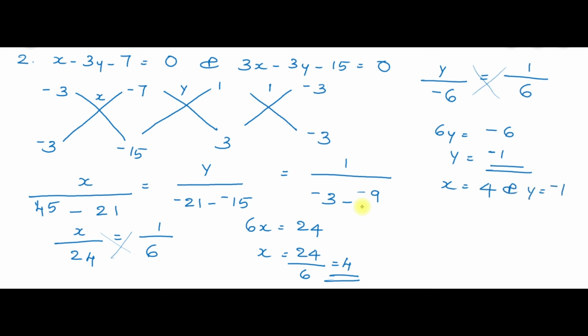Now you can check your answer also. x minus 3y minus 7 equal to 0. Putting x value 4 and y value as minus 1, minus 7. What is the value? 4 minus of minus 3, that is 4 plus 3 minus 7. What is the value? 7 minus 7 is equal to 0. So your answer is correct.